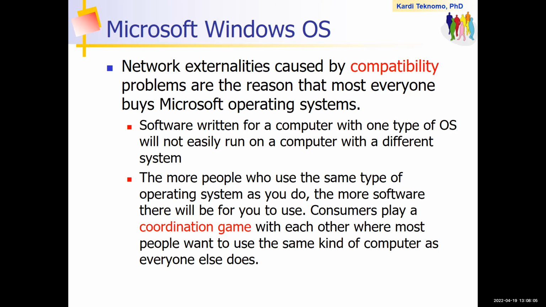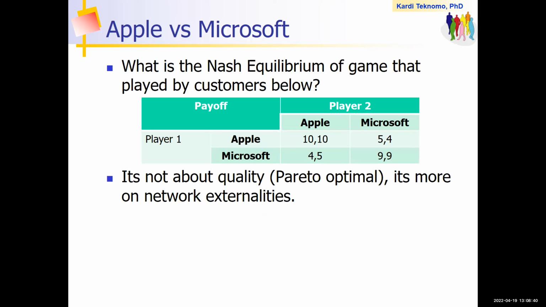Now, into business, right? Network externalities caused by compatibility problems are the reason why most people buy the Microsoft operating system. The more people who use the same type of operating system as you do, the more software there will be for you to use. So customers play a coordination game with each other, where most people want to use the same kind of computer as everyone else does. Okay.